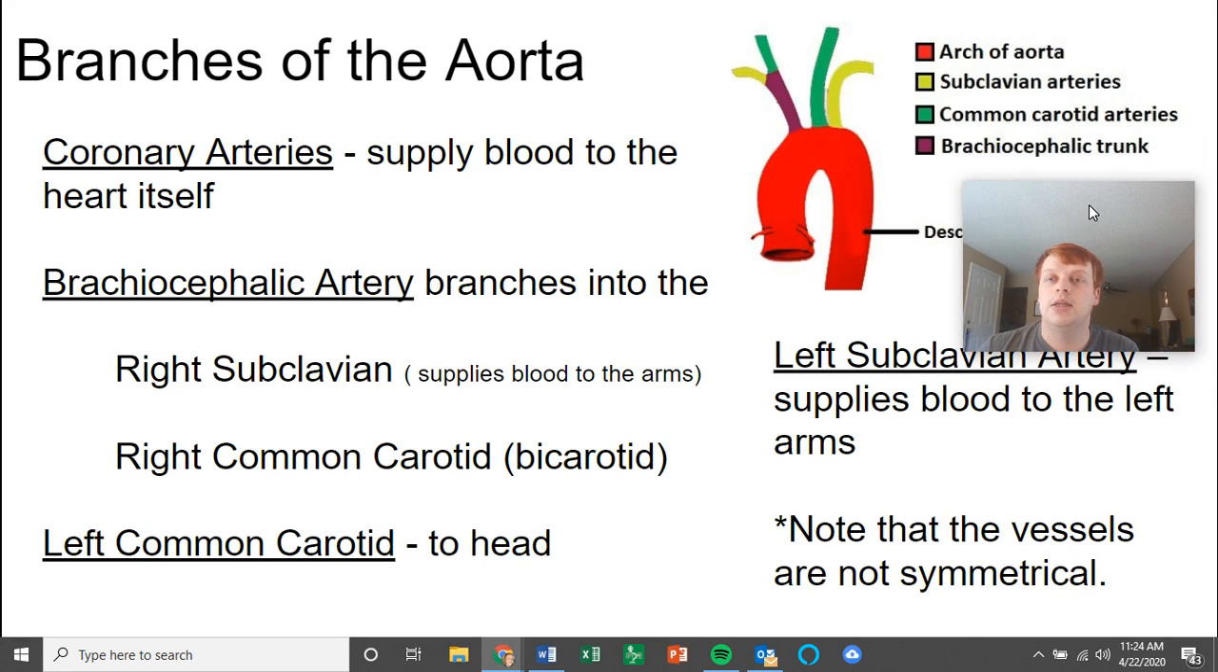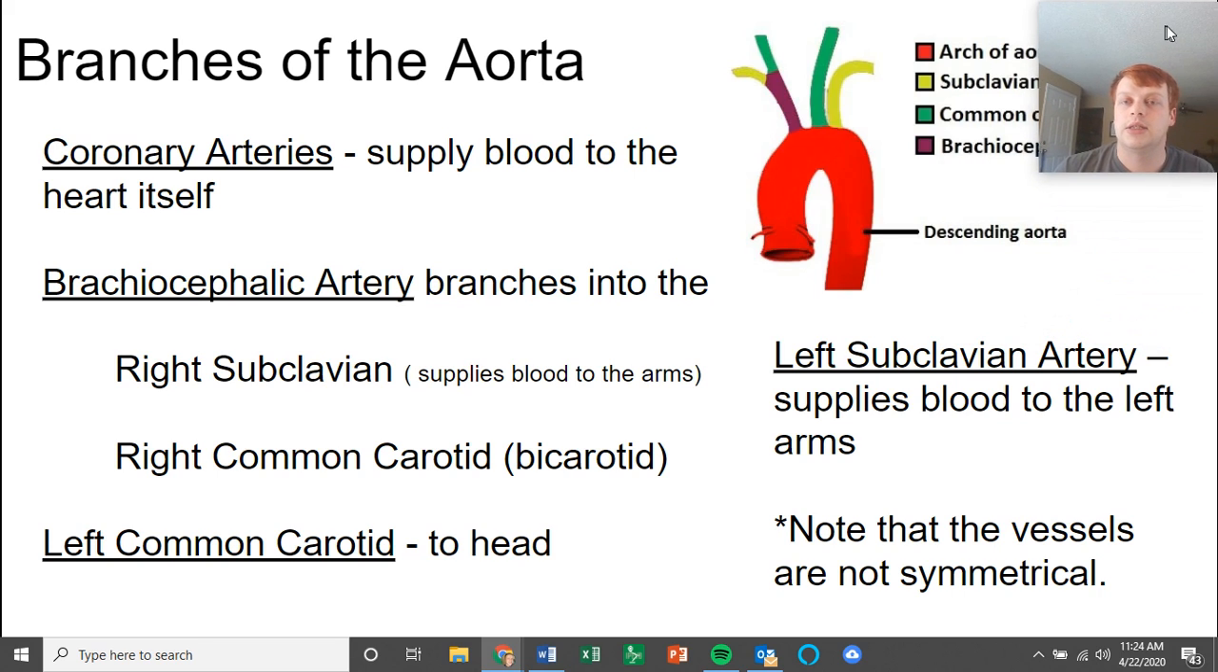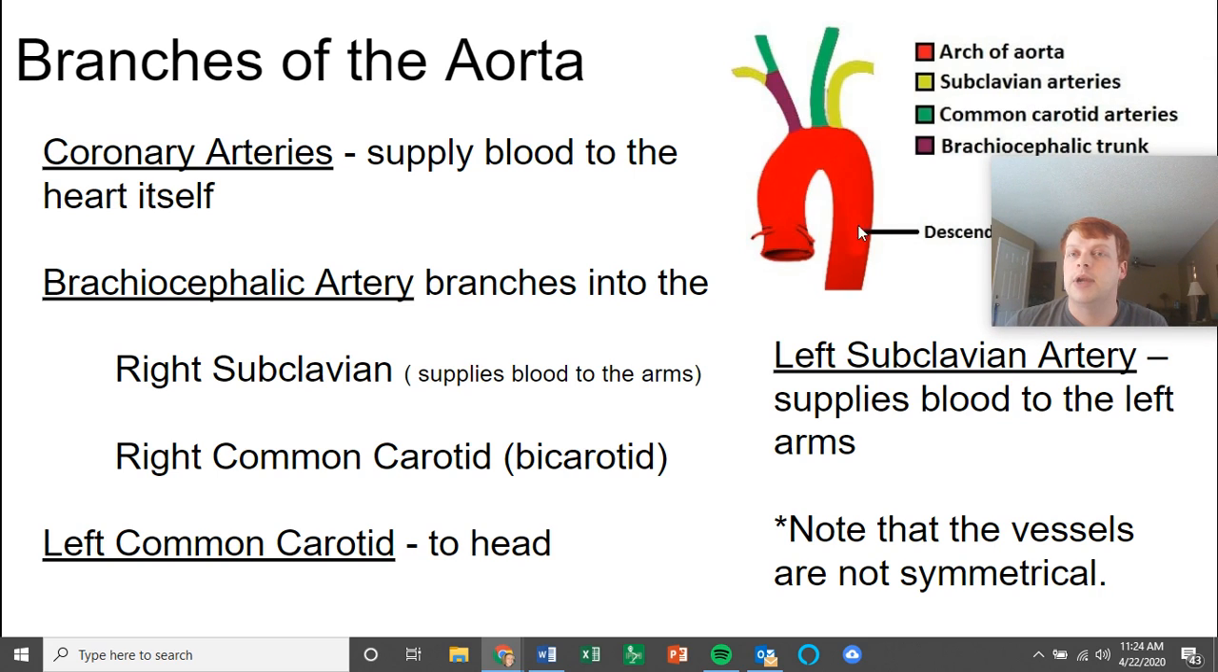So if we're looking at the aorta, here are its different parts. This is the descending aorta because it's going down. The red is the arch, and then you have different arteries connected to it, which help to move that blood. The coronary arteries supply blood to the heart itself. This word coronary usually references the heart if you see it. Then we have the brachiocephalic artery. This one has two major parts, the right subclavian, which gives blood to our arms, and then the right common carotid. Your carotid artery you can see in your neck. It's one of these large ones here.